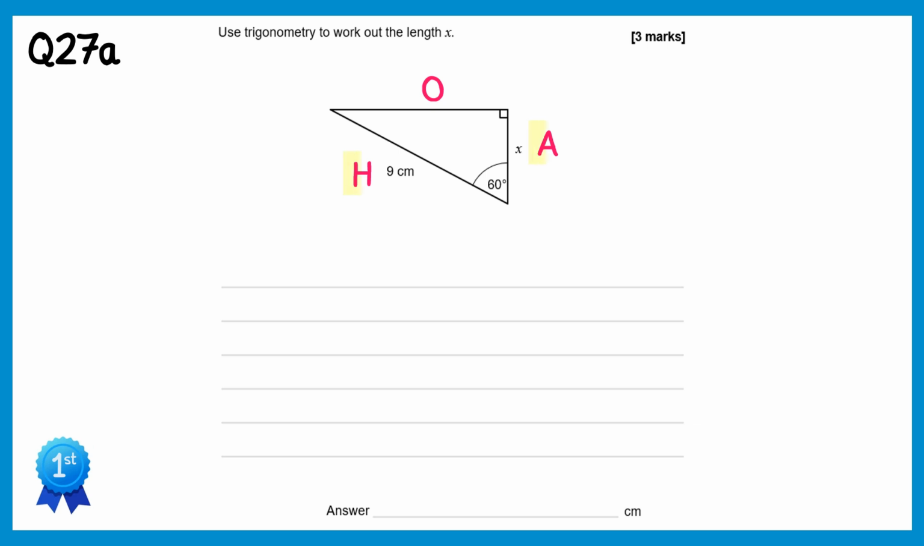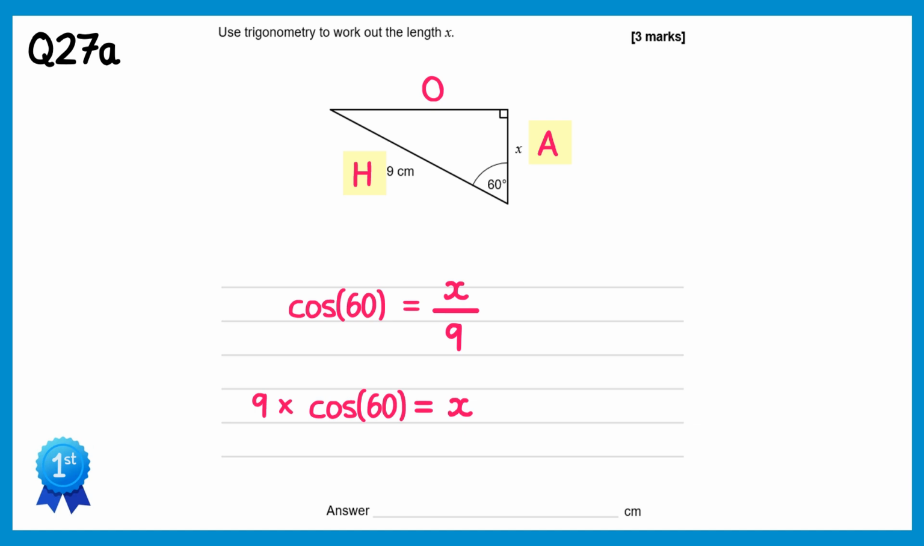In this question, I'll need to use A and H, so this will be a cos question. So cos of the angle, which is 60, equals the adjacent, which is x, divided by the hypotenuse, which is 9. To solve this, I times by 9 on both sides. That will give me 9 times cos 60 equals x. And now I need to work this out.